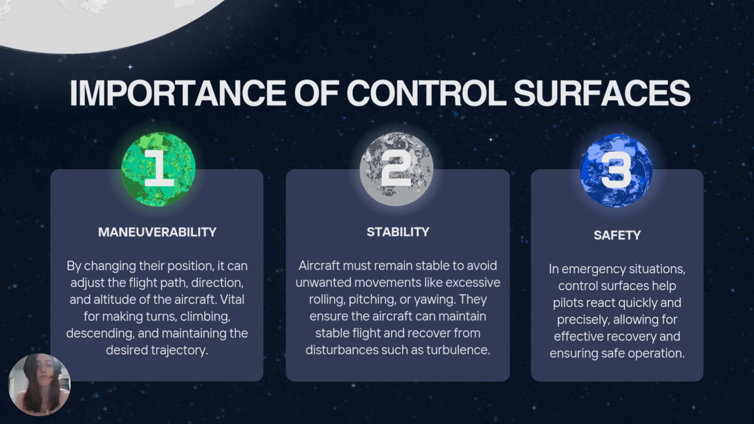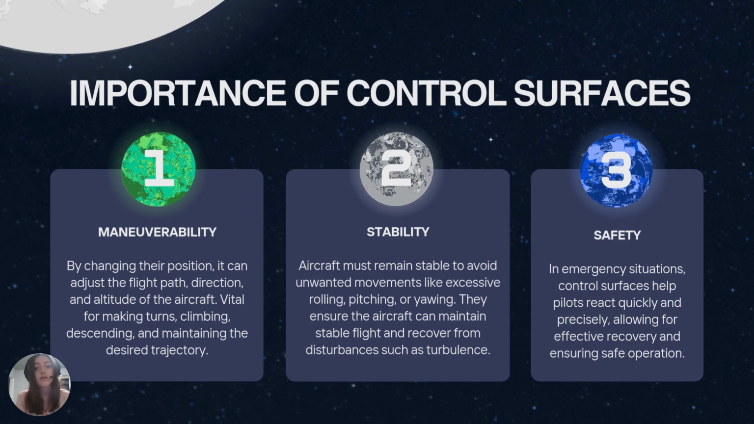What is the importance of control surfaces? Well, besides the principal function, which I already explained to you, we have three basic points of importance. We have the maneuverability, which is that by changing the position, it can adjust the flight path, direction, and altitude of the aircraft, which is vital for making turns, climbing, descending, and maintaining the desired trajectory.